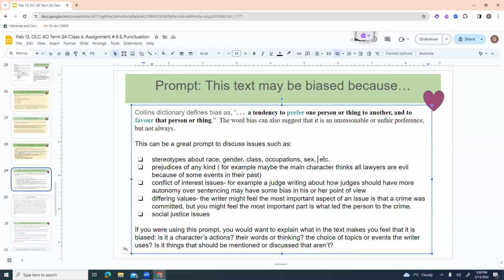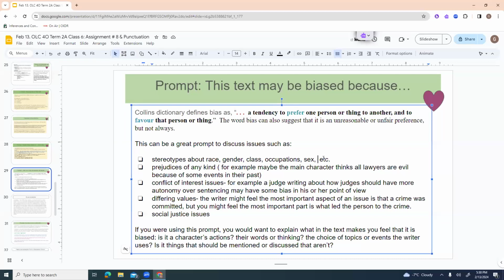Differing values. The writer might feel the most important part of an issue is that a crime was committed, but maybe you feel that the most important part is what led the person to do that crime. Any kind of social justice issues.